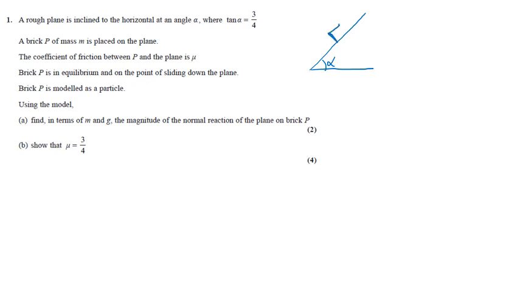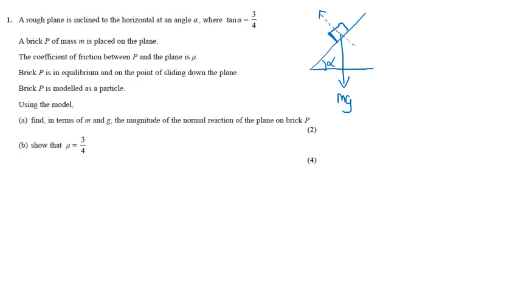We've got some object P, which has a mass of m, so that means it has a weight of mg. And the coefficient of friction is mu. First of all, what we've got to do is find the normal reaction force, which is this one here. Whenever something's on a plane, the best thing to do is to resolve the weight into two components, one acting parallel with the plane and one acting perpendicular to the plane.